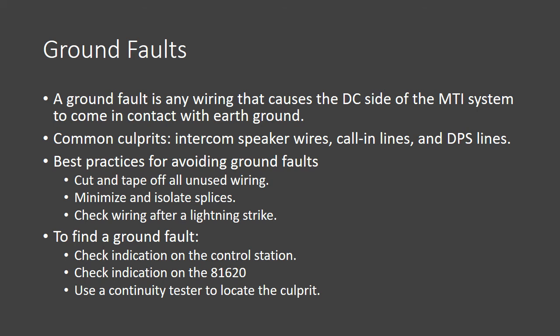Best practices for avoiding ground faults are, first of all, any unused wiring is best to be cut back and taped off so that it does not have the potential to be exposed to ground. Minimize and isolate splices. If you can avoid a splice either by pulling a cable of the proper length or by shortening the distance, please by all means do so. But if you have to use a splice, be sure to isolate it through insulation, either through a tape or just physically isolated. And then lastly, check your wiring after a lightning strike.